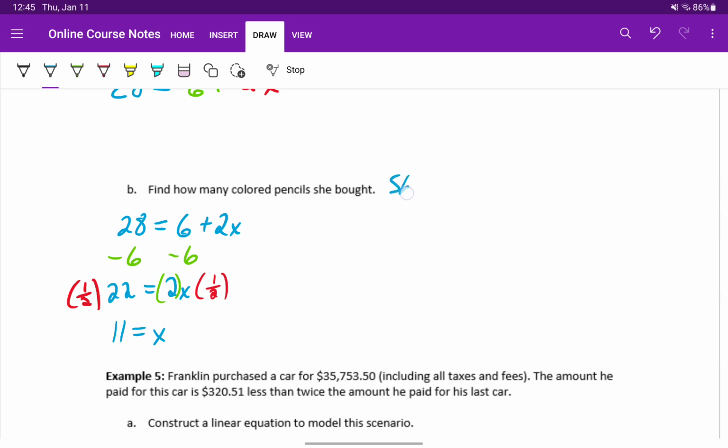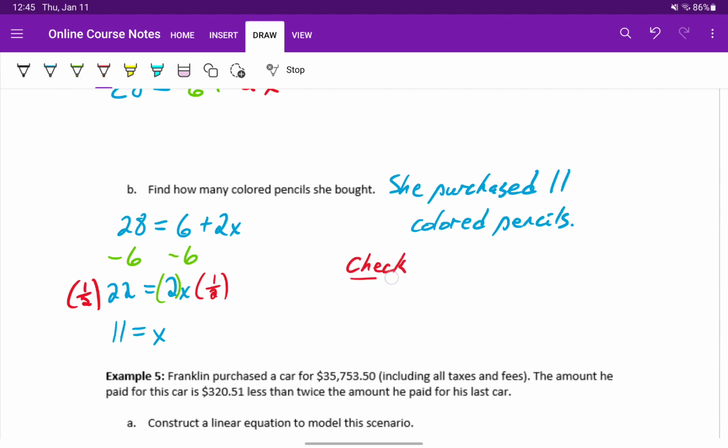So this tells us that she purchased 11 colored pencils. That's what x represented in this case. The unknown number was how many colored pencils she purchased.